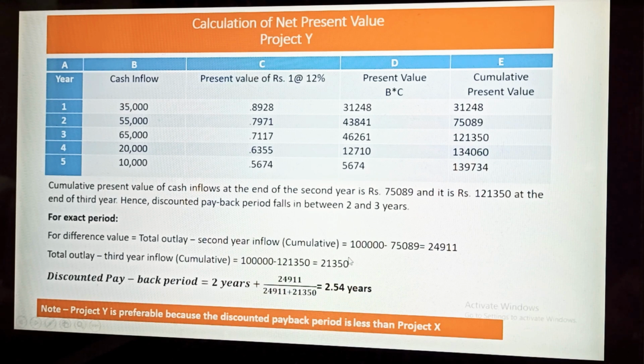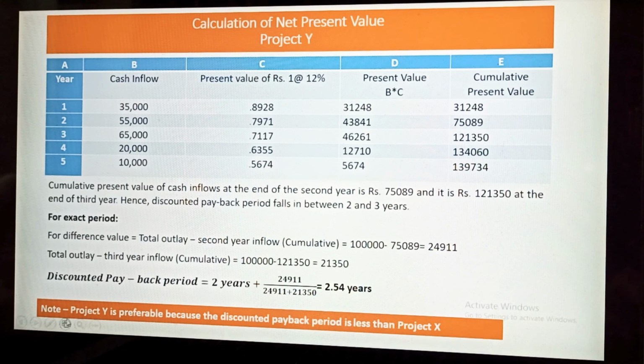So 21,350, and again the third step you have to apply is discounted payback period is equal to 2 years. Why? Because your discounted payback period is lying between 2 and 3 years. So 2 years already it is completed. Now you have to find out the exact time after 2 years. So you take 2 years plus 24,911 divided by 24,911 plus 21,350, and you will find the exact period for discounted payback is 2.54 years. It is taking this time to get back your 1 lakh rupees.